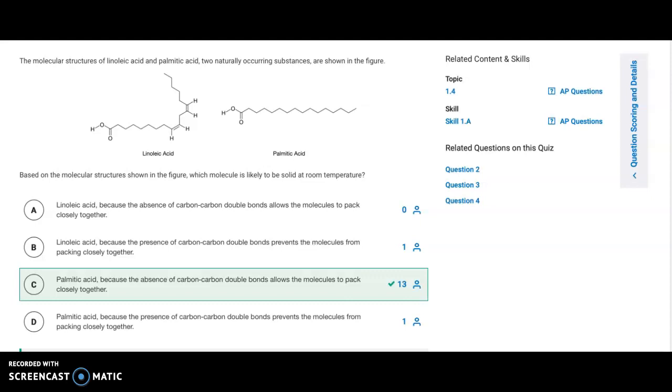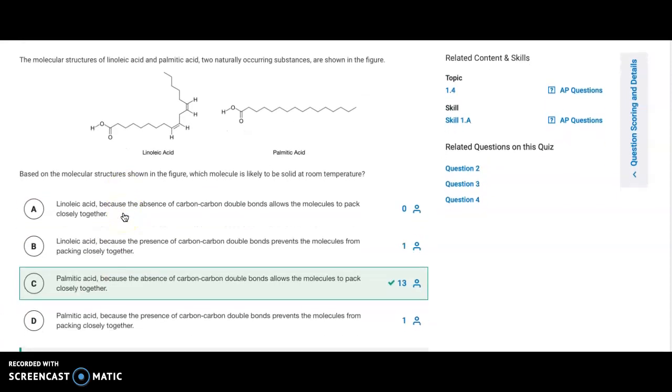So, the first question here in this quiz asked about the molecular structure of linoleic acid and palmitic acid, which are two substances shown here. Based on the structures, which molecule is more likely to be solid at room temperature? This is just testing sort of your understanding of the monomers and the chemistry of fatty acids and lipids.